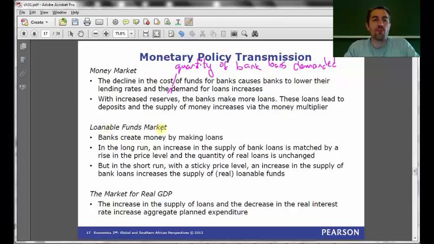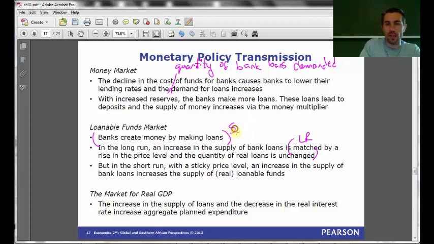What happens in the loanable funds market? Well, when banks create money, they make loans. In the long run, an increase in the supply of bank loans is matched by a rise in the price level, and the quantity of real loans is unchanged. Okay, so this is in the long run. But in the short run, banks increase loans.